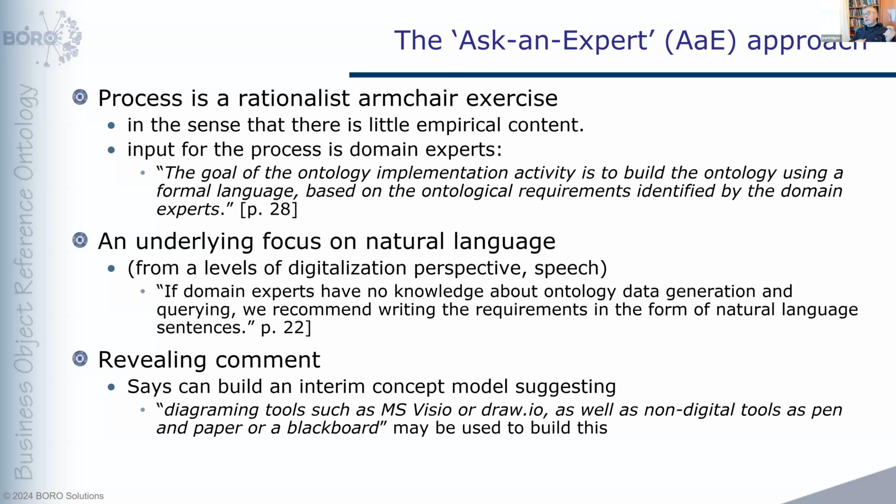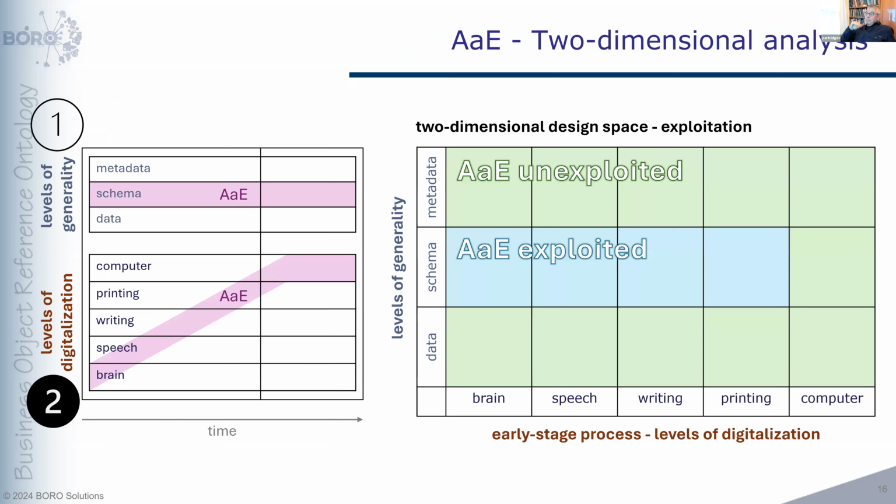And there's a revealing comment here that you can use pen and paper or a blackboard. So again, in terms of the stages of information evolution, it's at the brain, writing, pen and paper level, not even the printing or the computing level. If you look at the processes, the end result tends to be a formalization of some kind, presumably one that ends up on a computer. So if you look at it from the level of generality, it sticks with the schema.